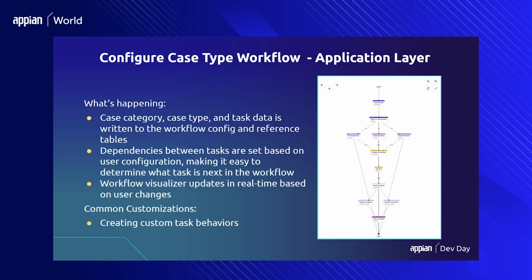All right, so at the app layer, what's happening here? Obviously, a process model is kicking off, writing all of the associated data for the category, the type, the task data, all that good stuff. All of the dependencies are being set. There's not some massive, scary recursion rule happening in the background to figure out what's next in the process. You also see that we have this, again, fancy workflow visualizer that I mentioned earlier. This is going to be a custom component plugin that does a network chart field. So again, that's updating in real time as you're actually updating the data behind it.